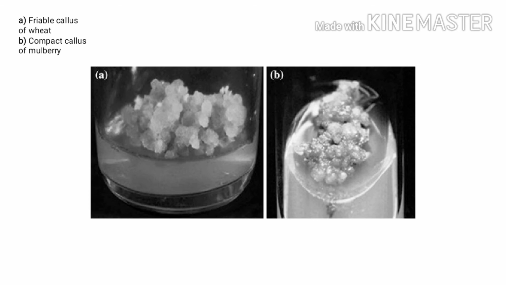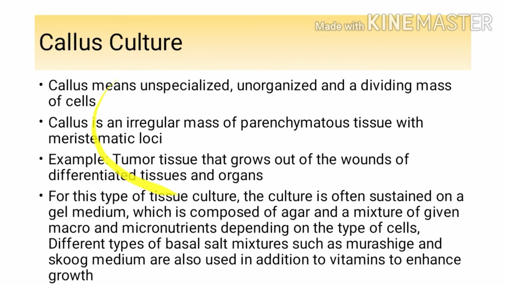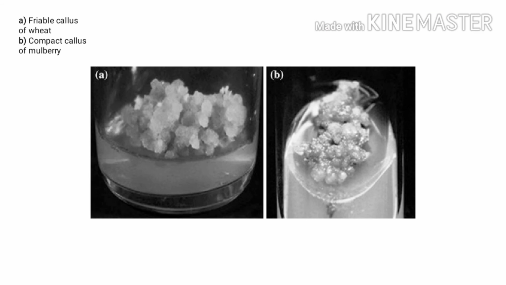So you can see that this image represents an example of friable callus of wheat. This A image represents callus culture of wheat, and this B image represents compact callus of mulberry. You can see that these are bunches of cells which are showing irregular growth, undirectional growth, unorganized growth. Both of these are callus cultures, this one for mulberry and this one for wheat.